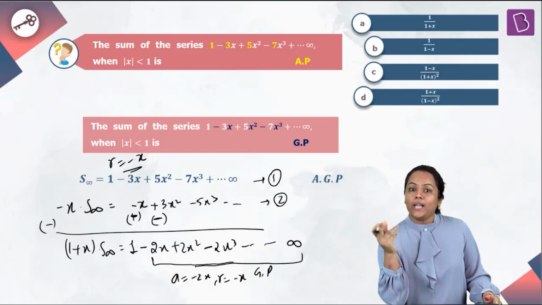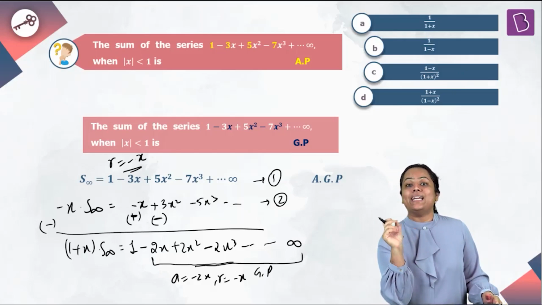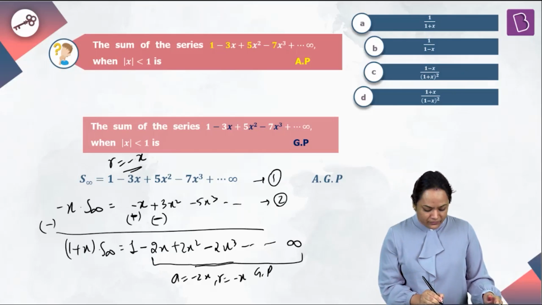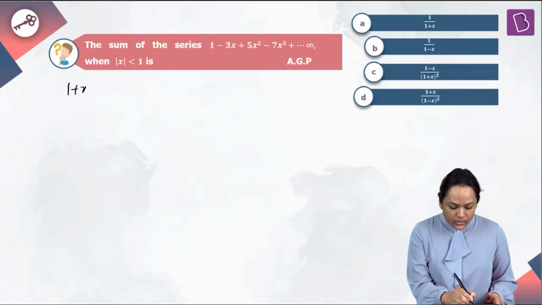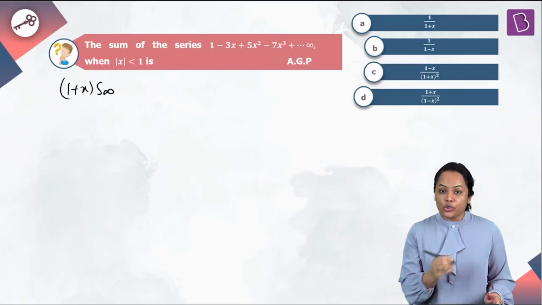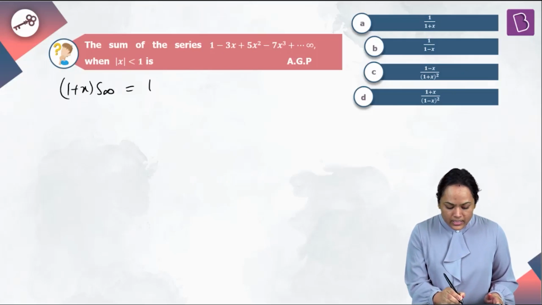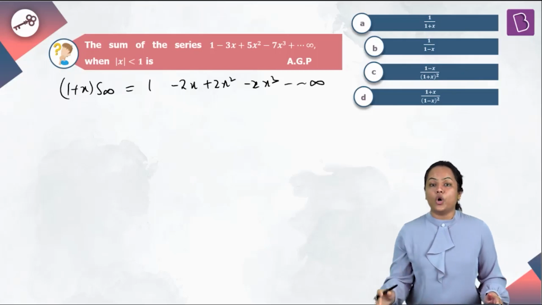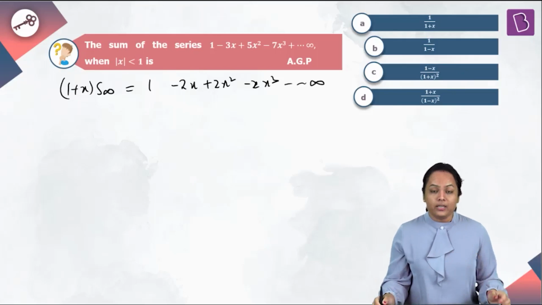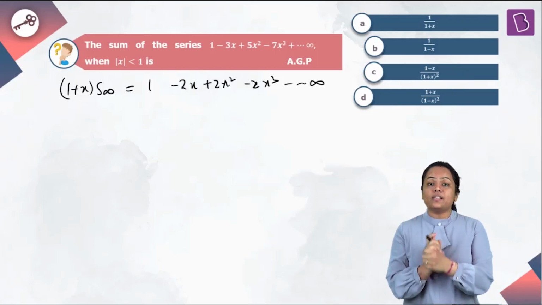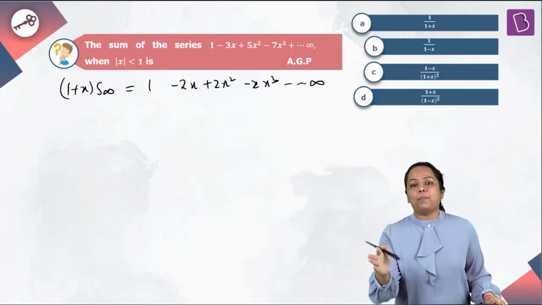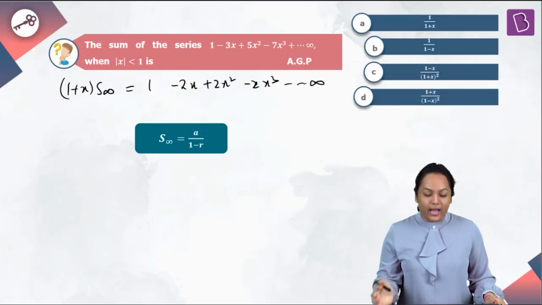Now I have to apply the formula for infinite GP. I hope you remember the formula. So let me write this down first. We already recovered that 1 plus x into s infinity is equal to 1 minus 2x plus 2x square minus 2x cube till infinity. This we got as a GP. We know A and R. The values are with us. Now what is the formula for infinite GP? Yes, that is A upon 1 minus R. That's correct. So I have this formula.